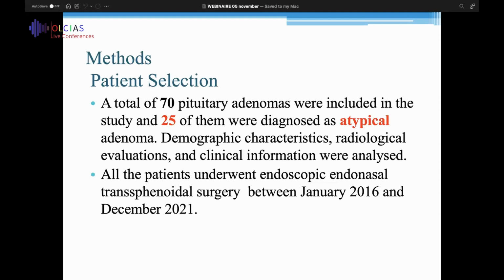In this study, a total of 70 pituitary adenomas were included, and 25 of them were diagnosed as atypical pituitary adenoma. The demographic characteristics, the radiological evaluations, and clinical information were all analyzed, and all the patients underwent endoscopic endonasal transsphenoidal surgery between January 2016 and December 2021.